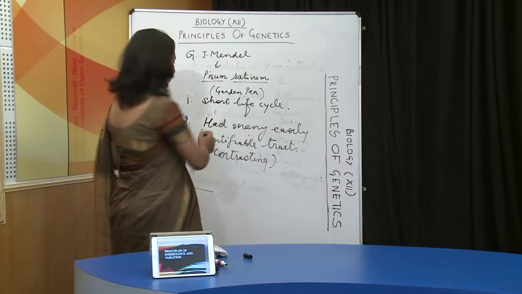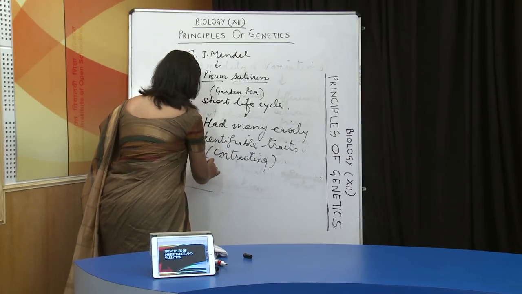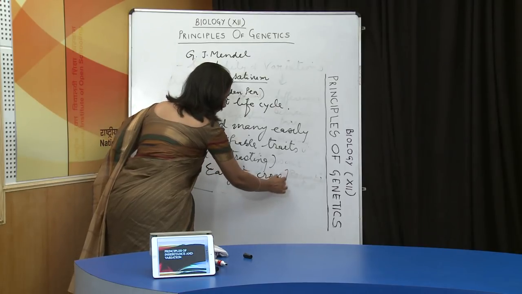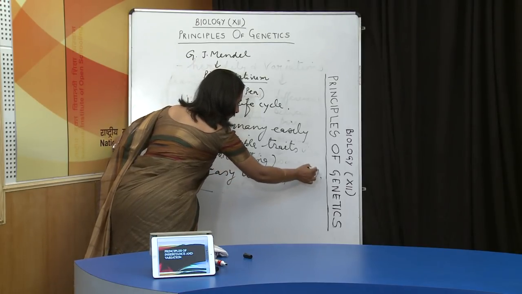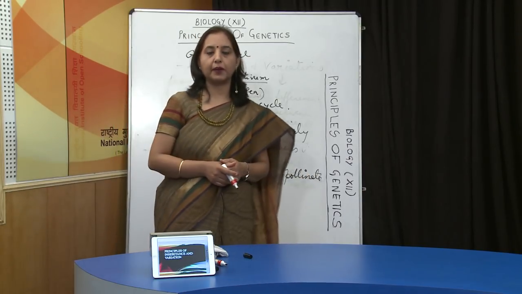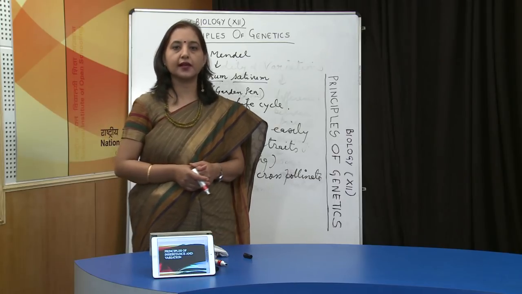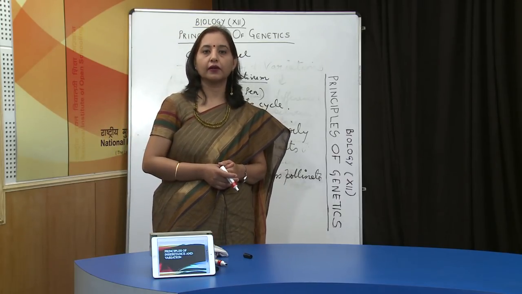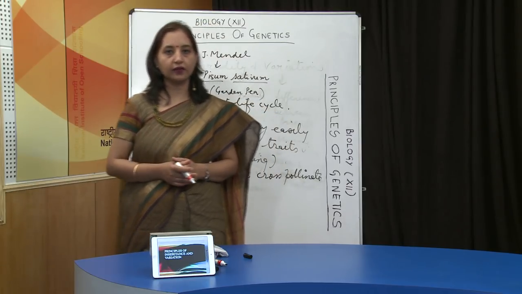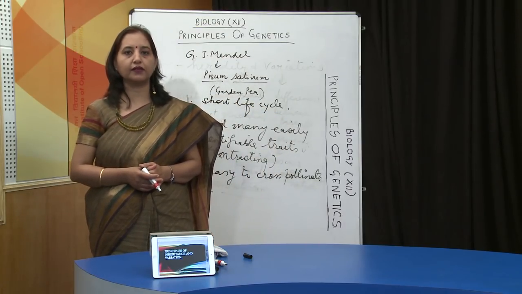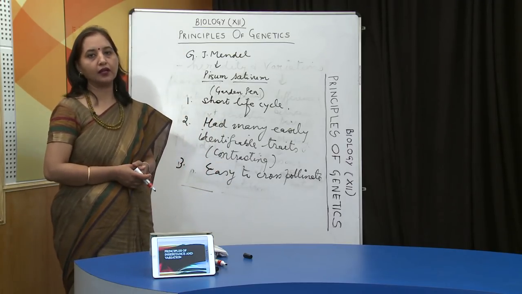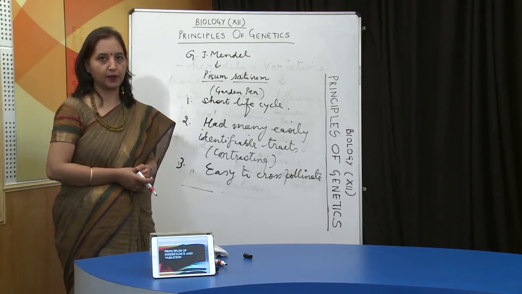And the third reason was it was easy to cross-pollinate. Naturally, Pisum sativum or garden pea is self-pollinating, but for the experiments, it is easy to cross-pollinate. This was one of the reasons for choosing garden pea for his experiments. So these three reasons are very valid reasons why Mendel chose only pea for his experiments.